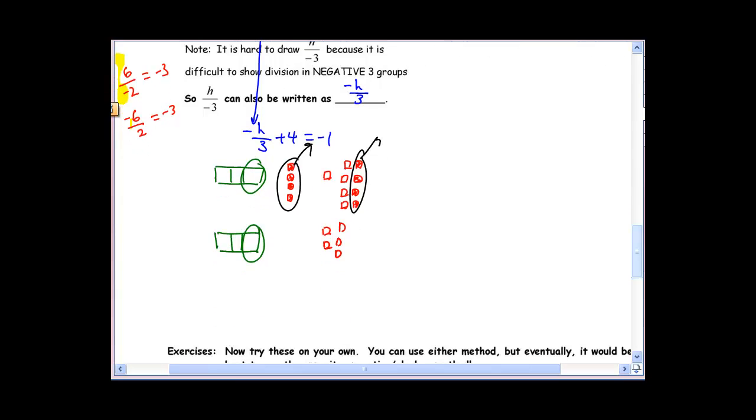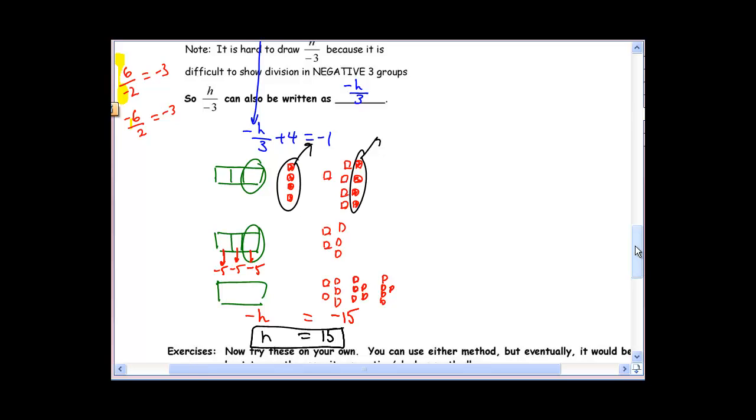And so if I want to now find the entire rod, well, I've got my 5, right? Or sorry, negative 5. Here's another negative 5. So 1, 2, 3, 4, 5. And a third negative 5. So that means I have here negative h equals to negative 15. And once again, I'm trying to solve for positive h. So I'm just going to flip it. Not even going to draw this one because I ran out of space. H equals to 15. Okay?